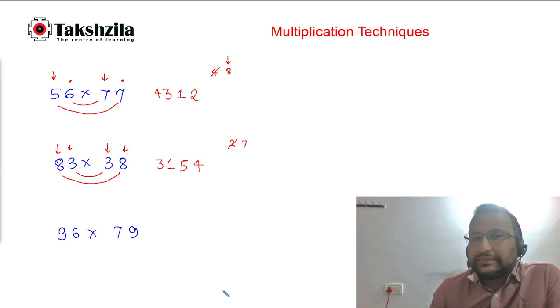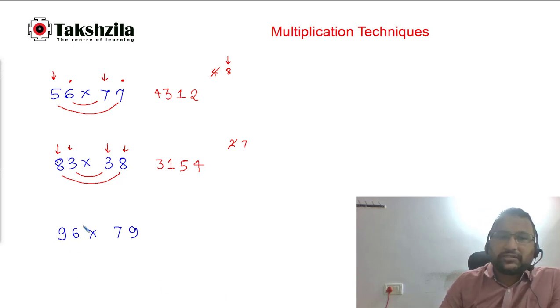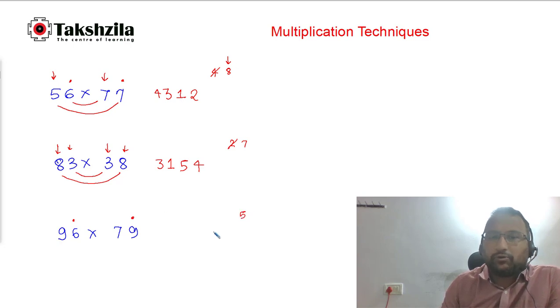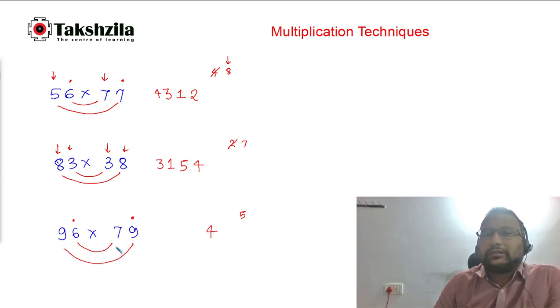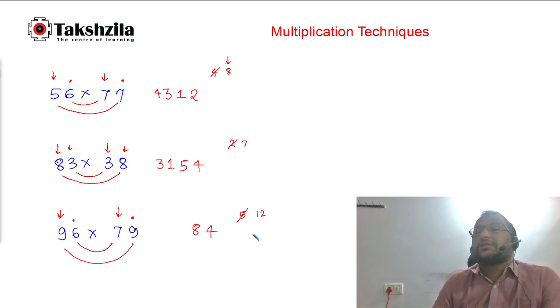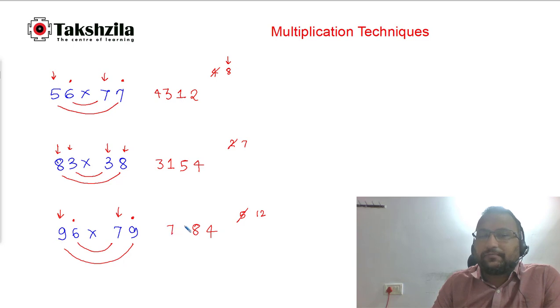After this, 96 into 79. So the first step is unit digit into unit digit. 6 into 9 is 54. Write only the unit digit. After that, 6 into 7 is 42. 9 into 9 is 81. 81 plus 2, 83, plus 40 is 123. 123 plus 5 is 128. And after that, tenth digit into tenth digit. 9 7s are 63, and 63 plus 12, it's 75.